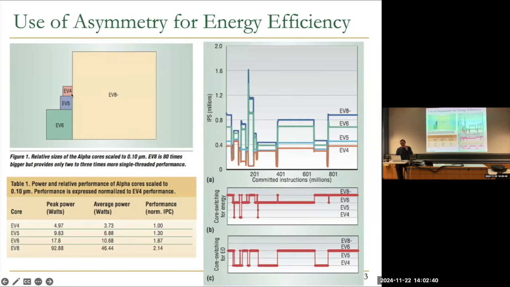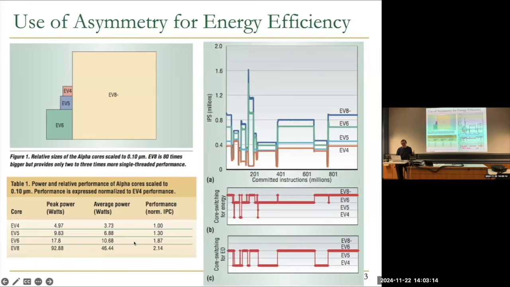Okay, but basically, these cores are already built: EV4, EV5, EV6. EV6 is Alpha 21264. I think EV4 is Alpha 21064. Yeah, that's true, I think. So this is an out of order processor. This is a heavy out of order processor. These are the relative sizes of the cores scaled to 0.1 micron, which is still pretty large today, right? You can see that EV4 is actually very small. EV8 is 80 times bigger. So there's something to be said about area as well.